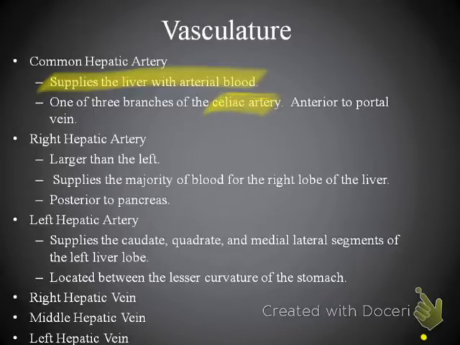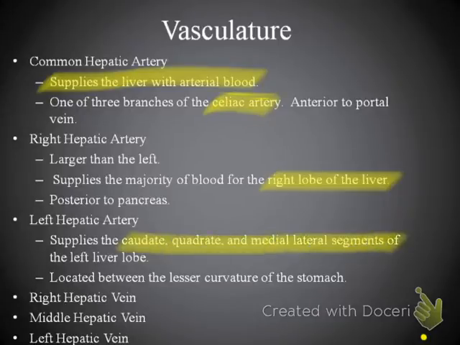The right hepatic artery is larger than the left, and it supplies the majority of the blood for the right lobe of the liver. So the right hepatic artery is supplying the right lobe of the liver. The left hepatic artery supplies the caudate, quadrate, and medial and lateral segments of the left liver lobe. So the left hepatic artery supplies pretty much the rest of the liver. And it's located between the lesser curvature of the stomach.